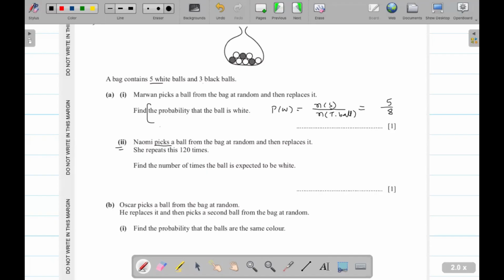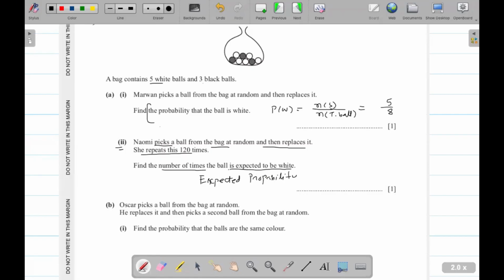Part second, Nomi picks a ball from the bag at random and then replaces it. She repeats this 120 times. Find the number of times the ball is expected to be white. And this is the expected frequency. We name it as expected probability.